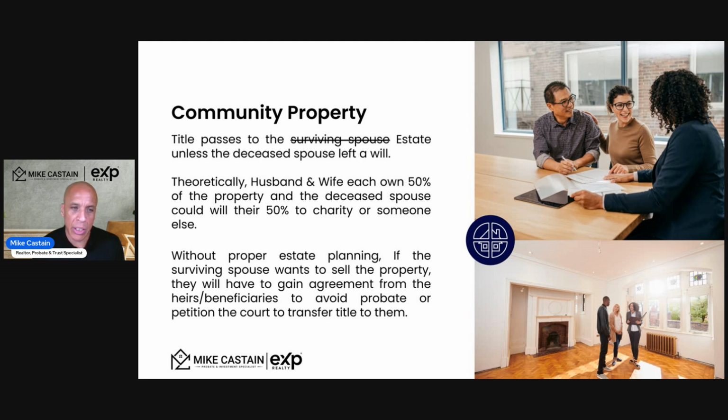And the biggest takeaway on this: if you hold title in community property without the proper estate planning, and the surviving spouse wanted to sell the property at the time of death of the deceased spouse or shortly thereafter, they're going to have to gain agreement from the other heirs and beneficiaries of the estate, and have them sign off their rights through the title process to avoid probate, or the surviving owner will have to petition the court to transfer full title to them. Again, another thing to talk to more specifically with your estate attorney.